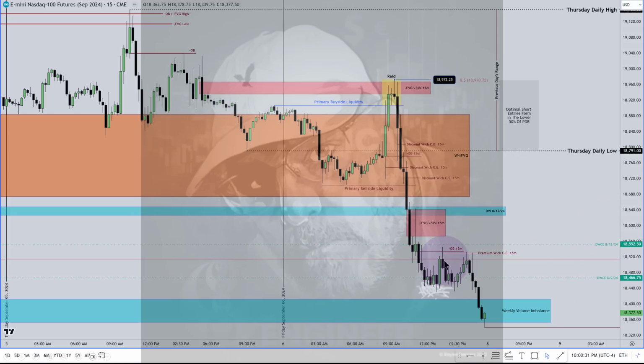Bearish order block, we trade up into that here. And then we have, again, premium wick consequent encouragement, which is this wick there. And then we break lower into the weekly volume imbalance. And now that is the low of the week.